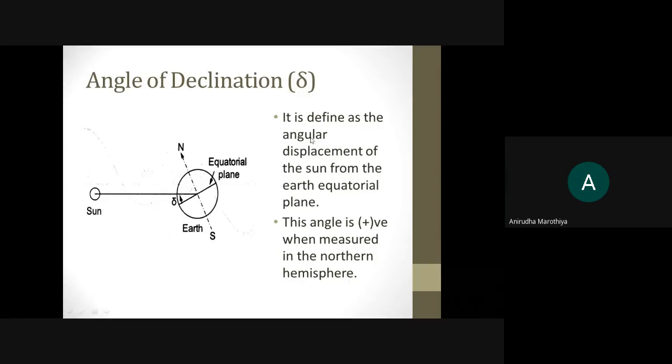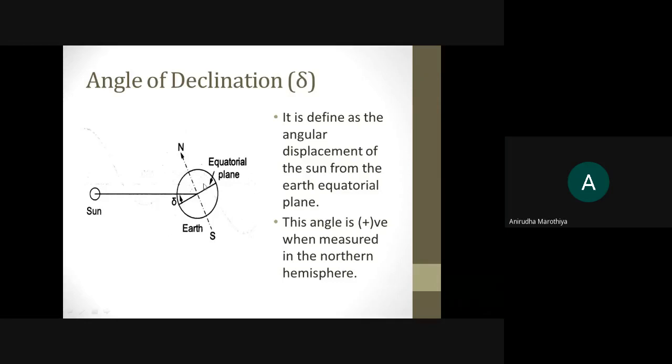Okay, write down the definition of the angle of declination. It is defined as the angular displacement of the Sun from the Earth equatorial plane. And this angle we need to take as positive when it is measured in the northern hemisphere. That is the reason, if you see this diagram very carefully, this arrow indicates that the angle we need to take as positive when it is measured in the northern hemisphere.